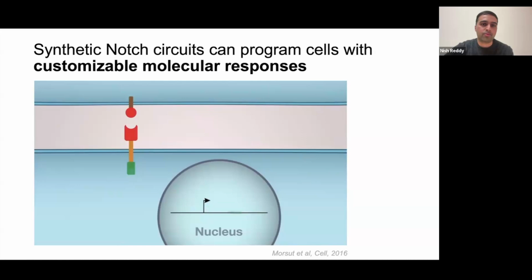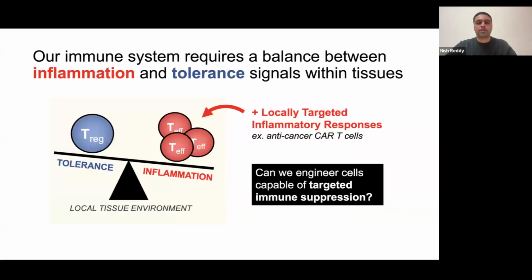So one thing that we were really focused on was this question of, can we engineer an immune cell that is capable of targeted immune suppression? And this is important because our immune system requires this really complex balance between inflammatory and tolerogenic signals within each tissue. And we know that these anti-cancer CAR T cells, for example, are able to locally promote targeted inflammatory responses. But can we engineer a cell that can do the opposite, that can have targeted suppression activity?